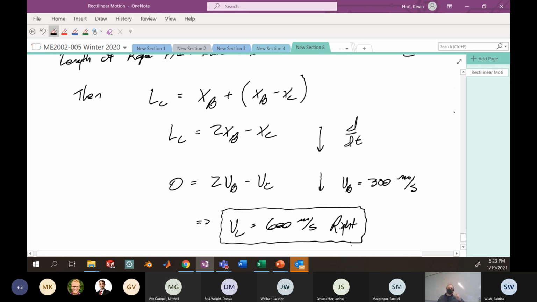Interesting. So even though that block B is moving 300 millimeters per second to the right, that one particular point of the rope, that rope sort of in the middle there at point C, that portion of the rope is moving twice as fast to the right. I would not really have intuited that personally. Maybe you can. Maybe you're better than me, I guess. It's hard for me to visualize that straight away.